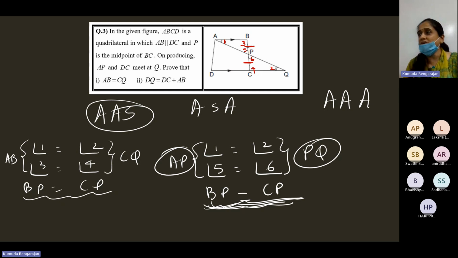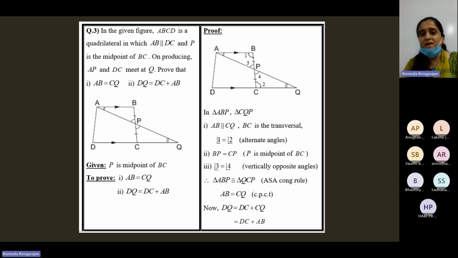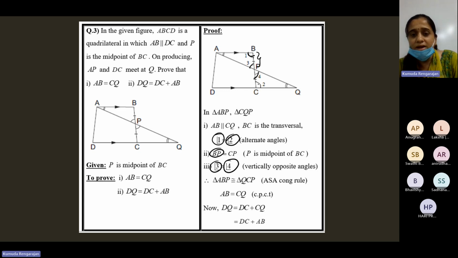If you list these 3 equalities, then in these 2 cases, it is AAS, 2 angles and some other side. Here I have listed 2 angles and the included side, because in this proof we have mentioned angle 1, angle 3 and BP, which is the included side. Then we have mentioned angle 2 and angle 4, and CP, which is the included side. So the rule is ASA.